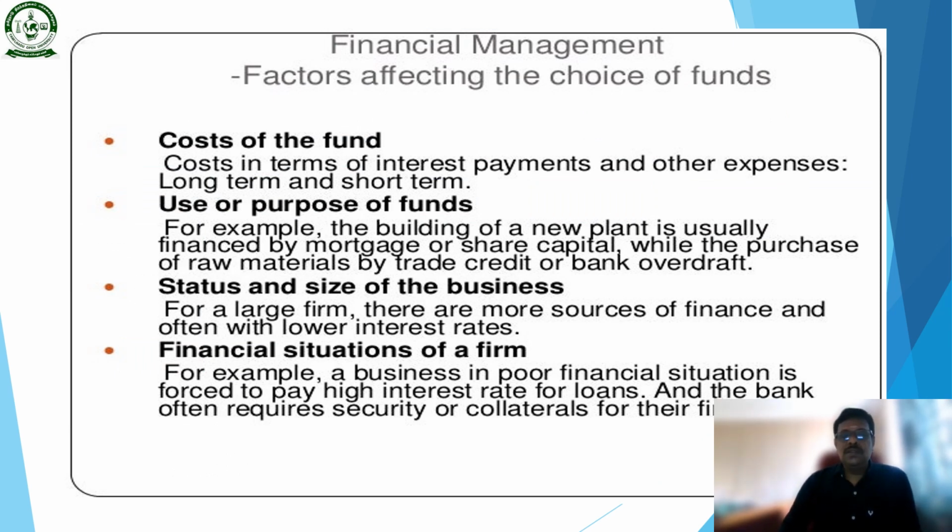The next topic is factors affecting the choice of funds. Here, four factors have been listed: the cost of funds, the use or purpose of funds, the status and size of the firm, and the financial situation of your firm. The cost, in terms of interest payments and other expenses, whether long term or short term, will decide whether the company procures long-term or short-term funds.